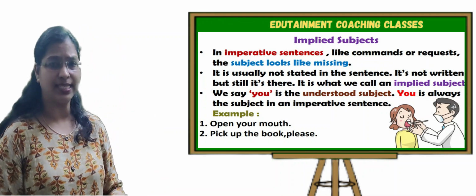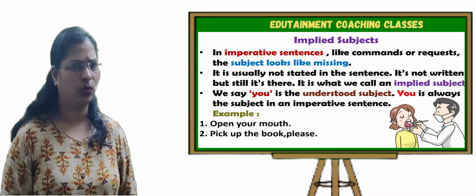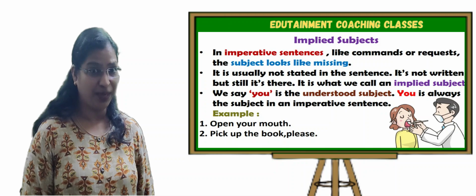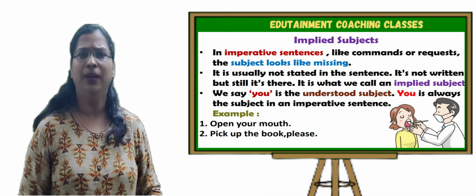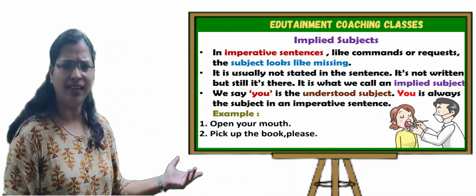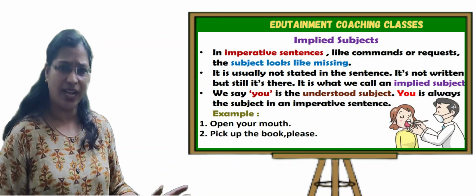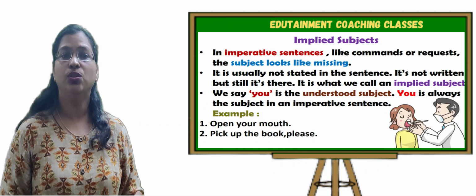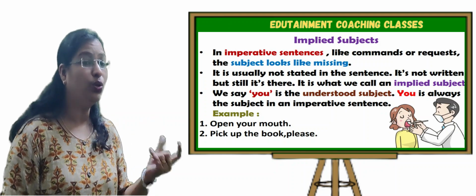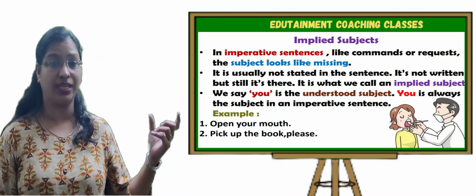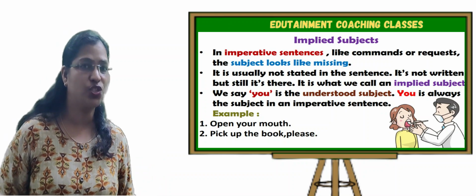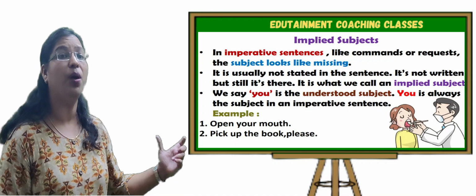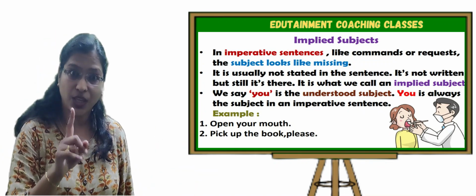Now look at this example. Open your mouth. Whom am I telling this to? You, right? It means you open the mouth. But do we need to write that? You open the mouth? No. When I just say open the mouth, you is understood. So it is missing. So you is the implied subject here. It is understood. Okay. So the subject in this sentence, open your mouth, it's you.